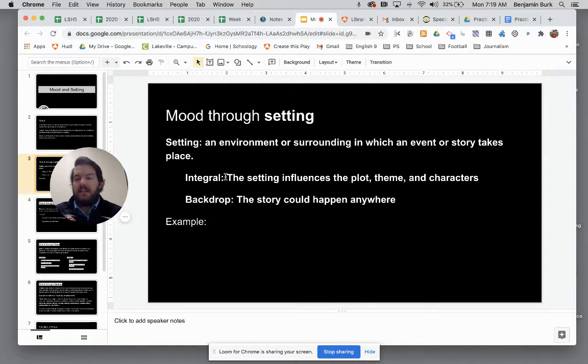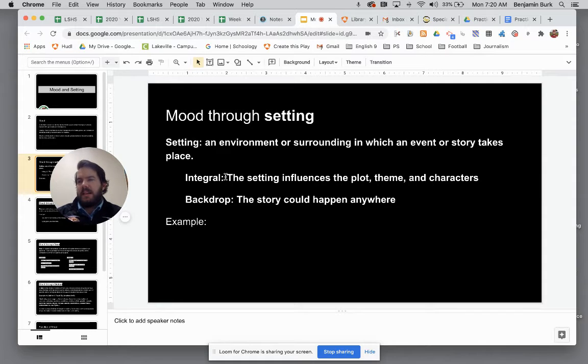This means that the story couldn't happen unless it was in the setting that it was in. A backdrop setting is a setting that the story kind of moves independently of, and it could happen anywhere. So the typical high schoolish movies all have a pretty backdrop setting. It's not made because it's in high school. That's just where they happen to be.